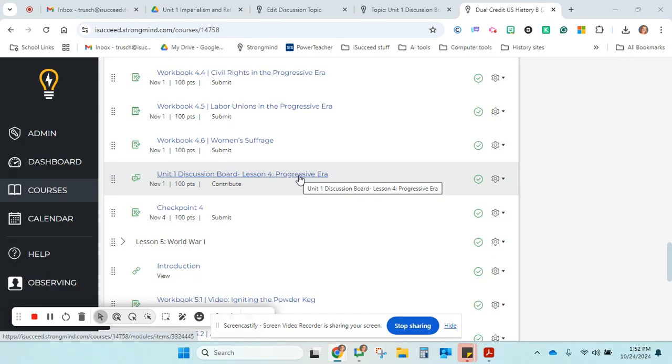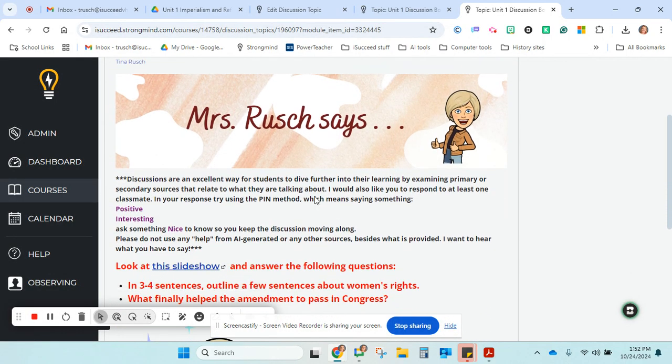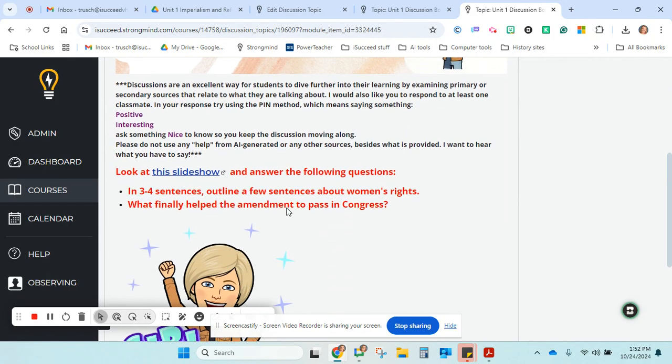Discussion board for lesson 4, the Progressive Era. You have just learned about women's suffrage and we're going to go a little bit deeper into that. Remember the PIN method, and remember not to use help from AI. Look at this slideshow and answer the following: outline a few sentences about women's rights and what finally helped the amendment to pass.